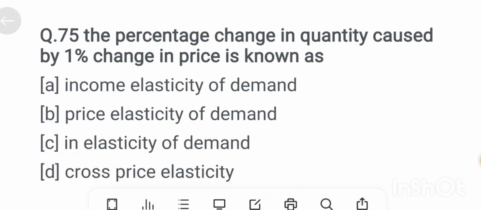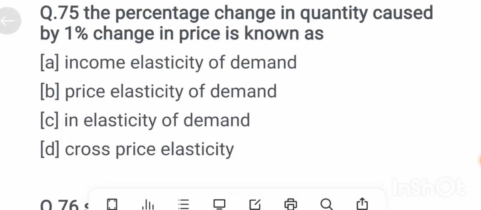The percentage change in quantity caused by 1% change in price is known as: option A, income elasticity of demand; option B, price elasticity of demand; option C, inelasticity of demand; option D, cross price elasticity. Correct answer is option B.